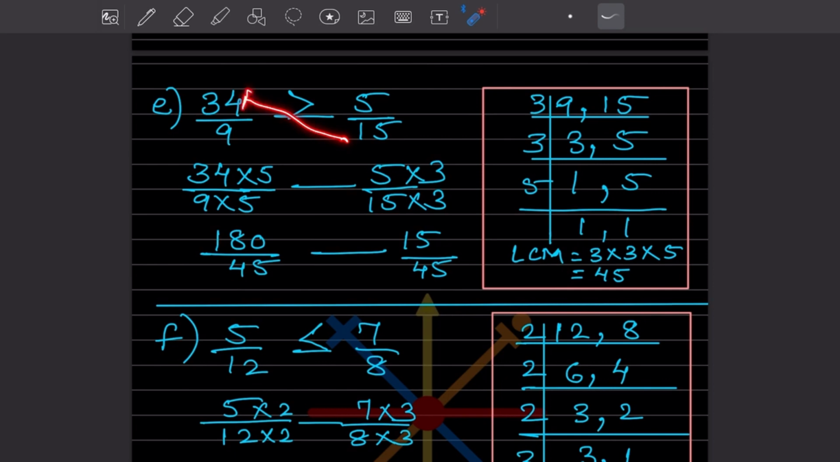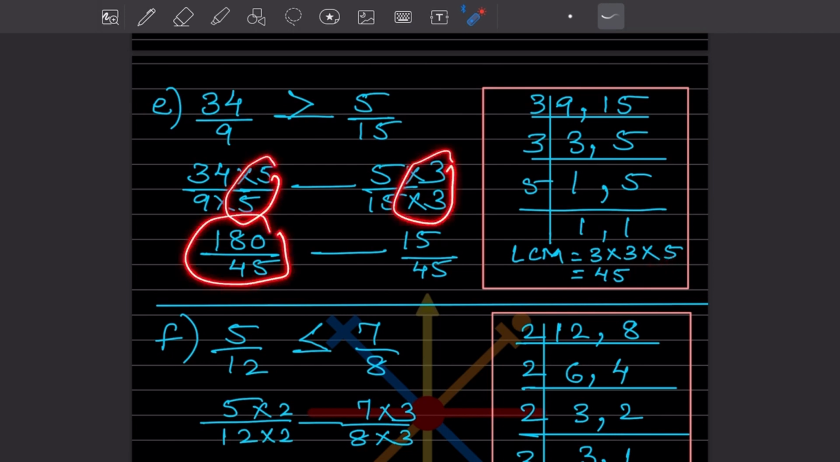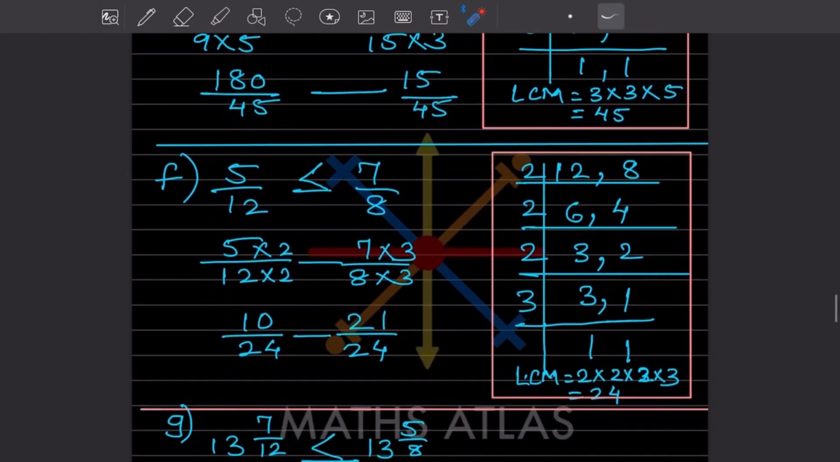This into this, you will get some number, and this into this will be 45. So definitely 34 multiplied by 15 is going to be a bigger number, and 9 times this will be 45, right? So whatever this multiplication is, it is going to be a bigger number. Otherwise you can go for this one with the help of the LCM. Your LCM is 45, so you have to make it equal. Just look at the problem because everything has been solved over here. So this is the greater number.